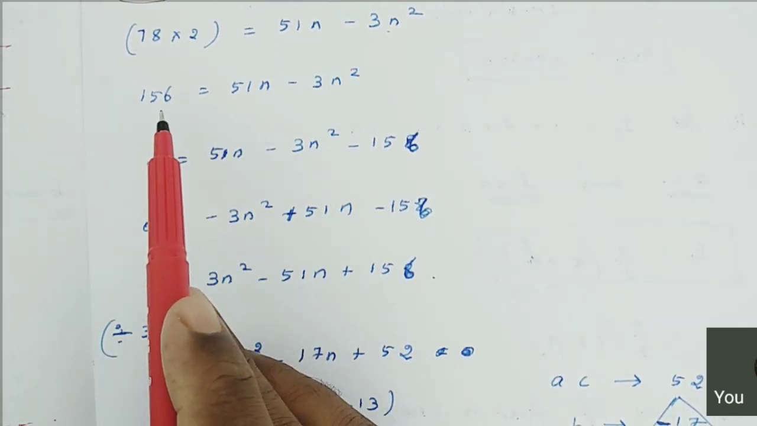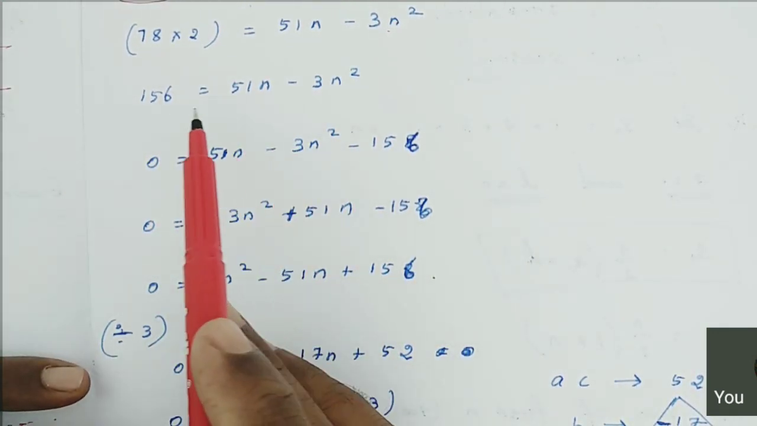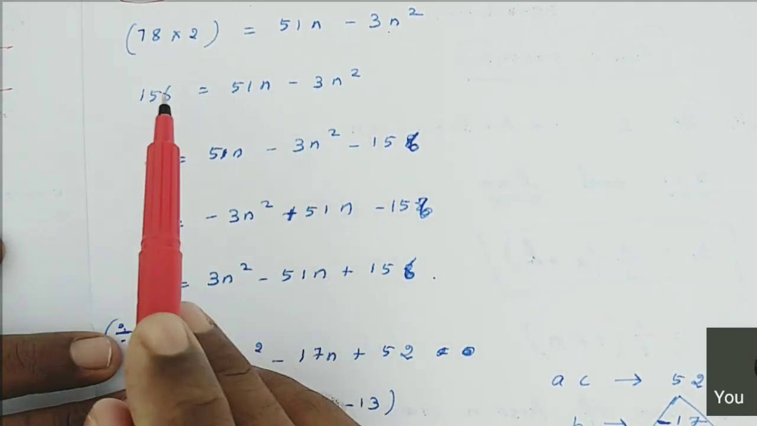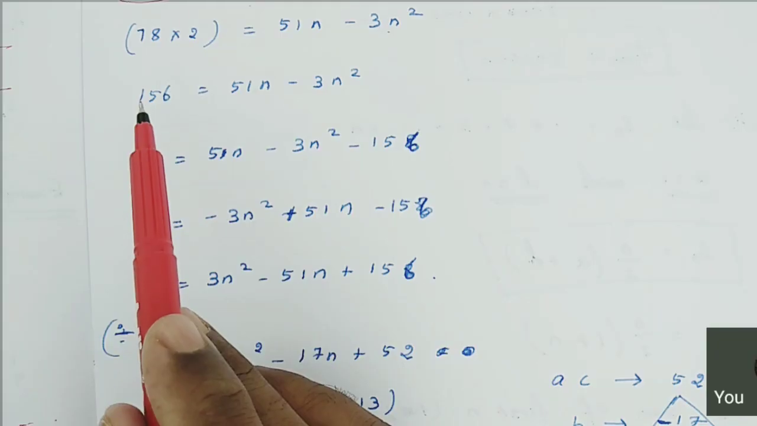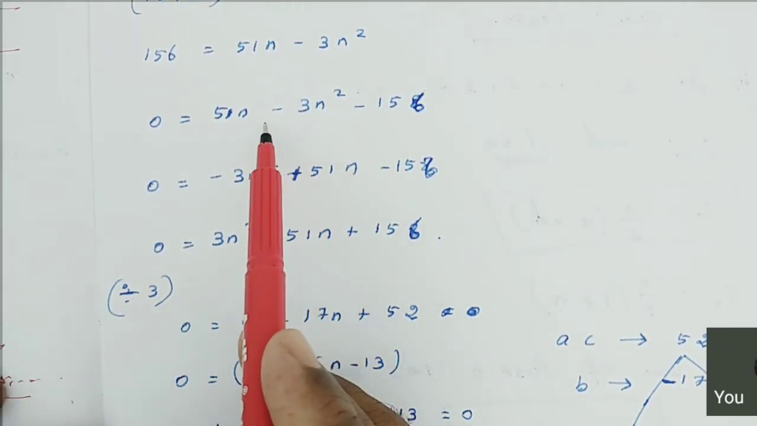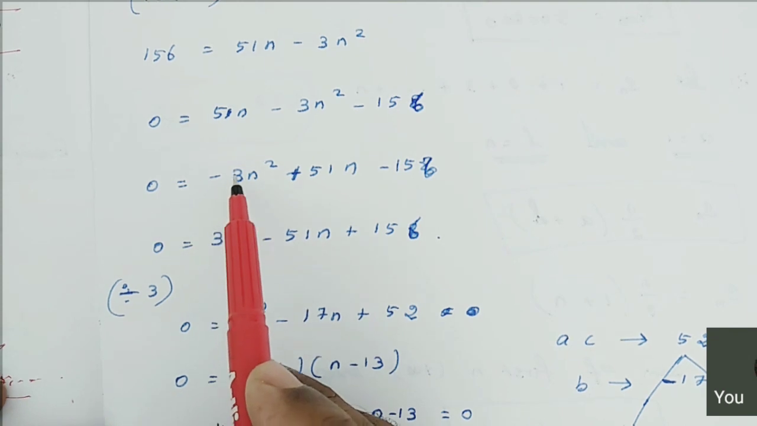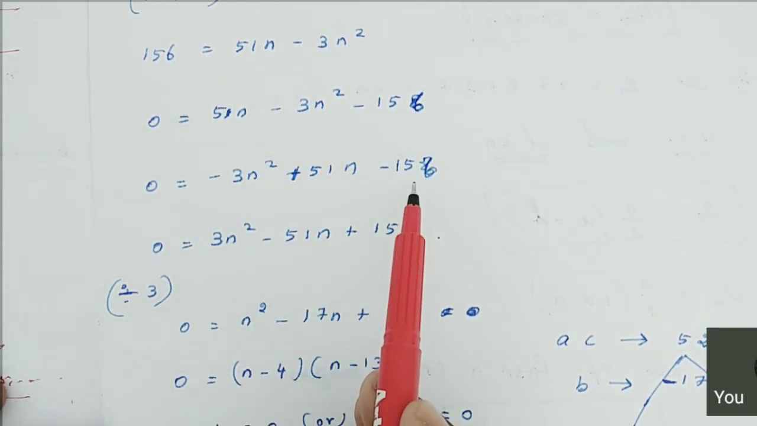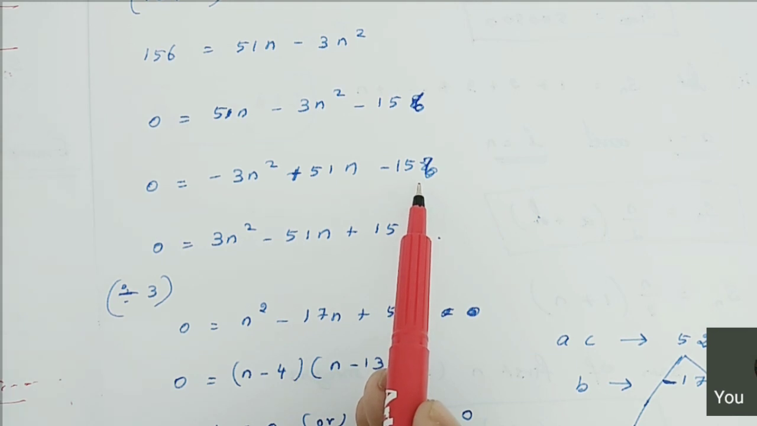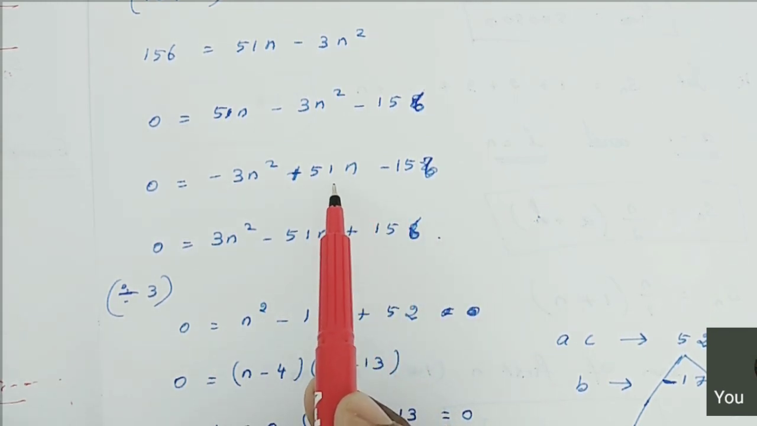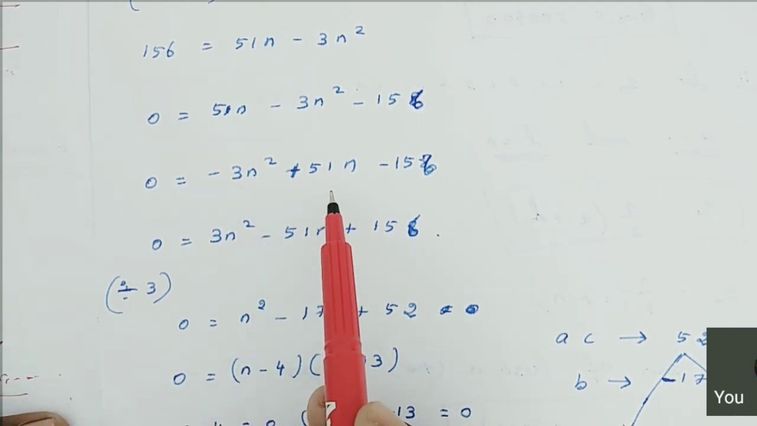Then you just segregate all the terms to one side. Variable, constant, everything should be on one side. So we can transpose the plus 156 to the left-hand side and it became minus 156. Now we can arrange it in order: minus 3n squared plus 51n minus 156. Actually we are arranging in standard form, the decreasing order of the power, ax squared plus bx plus c form, right?